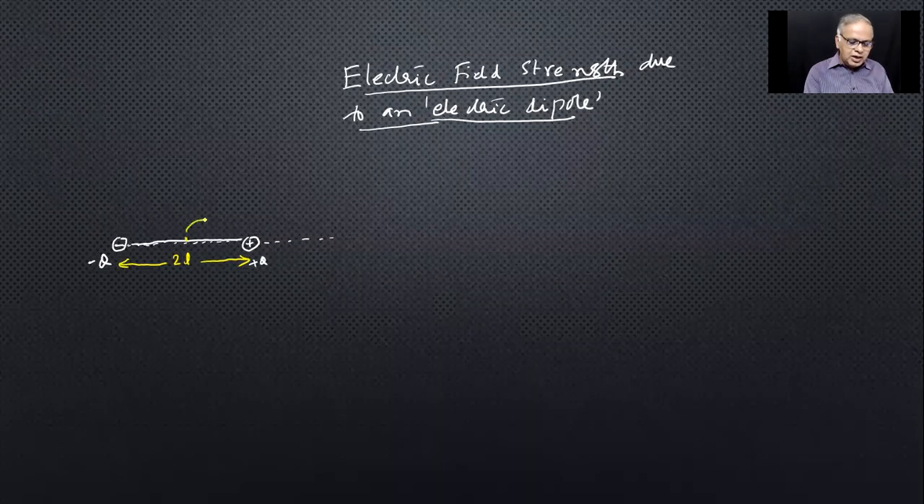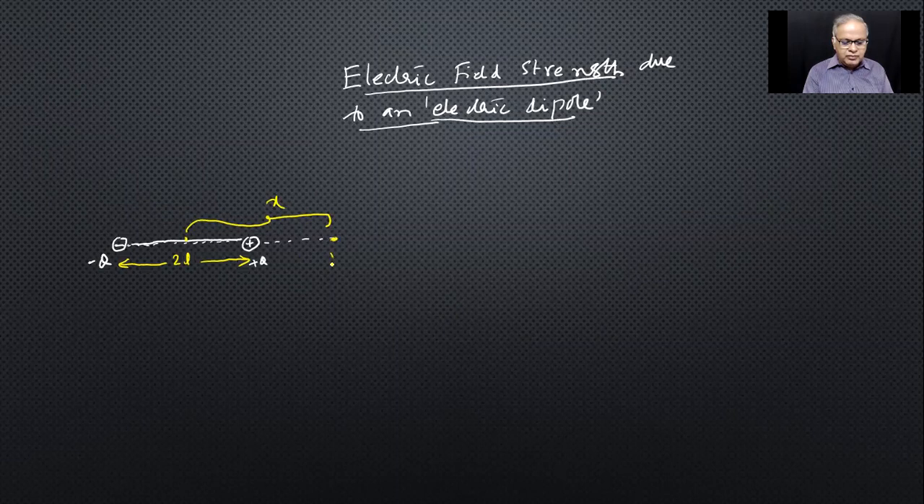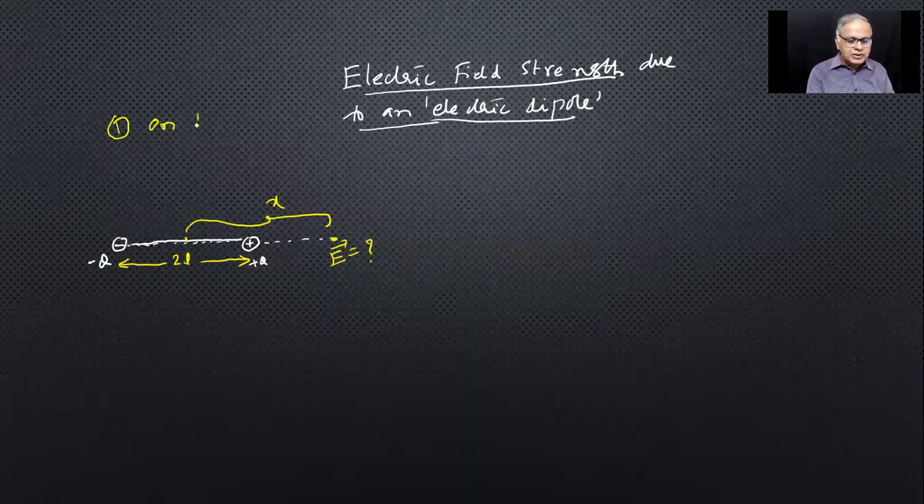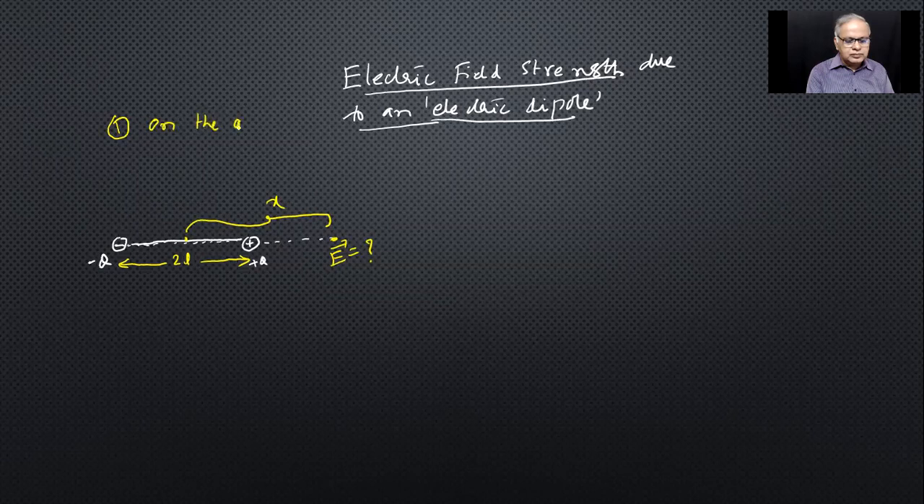At a distance R along the axis, this is called the axis or axial line. At a point here, we would like to find out E. So the heading will be on the axial line or on the axis. We would like to find out the electric field strength.